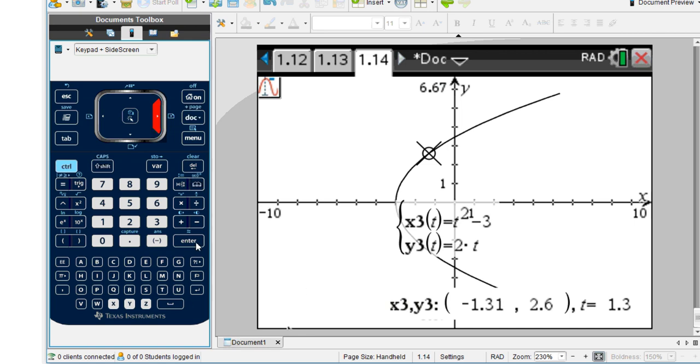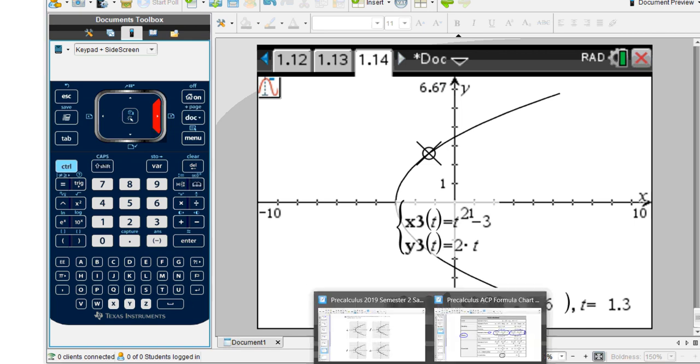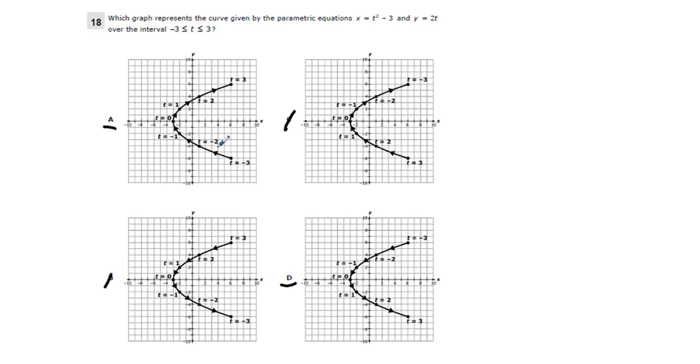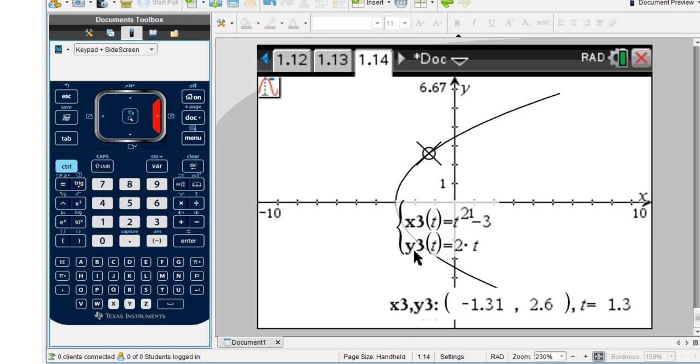So let's see which one that is. Yeah, it looks like answer choice A. Let's just verify for sure. Looking back, look at T. T is 1.3. If we arrow to the right, we have T increasing as we're going like this. So that is correct.